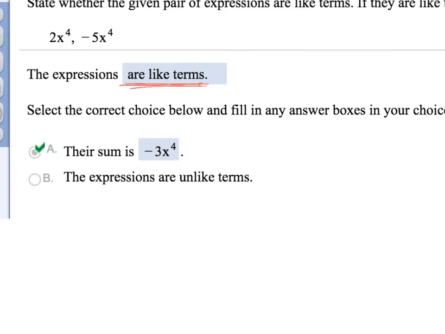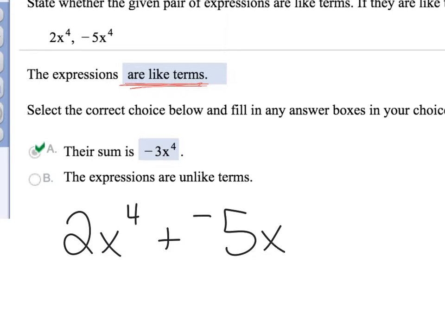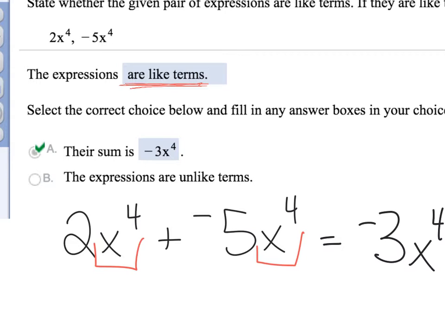So what does that mean? Well, it means we're going to take 2x to the 4th, and we're going to add negative 5x to the 4th. And I want you to think of the word apples. We have 2 apples, and we're going to add negative 5 apples. So you can temporarily ignore the variable part and just go 2 plus negative 5. Well, 2 plus negative 5 is negative 3, and then you just add in the apples, so to speak. So the answer is negative 3x to the 4th power.